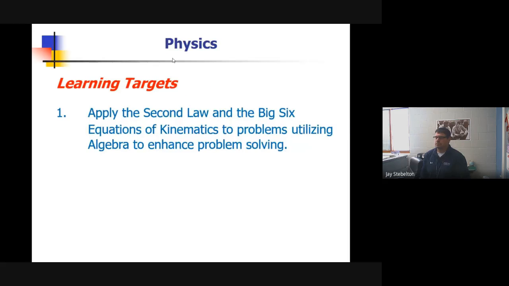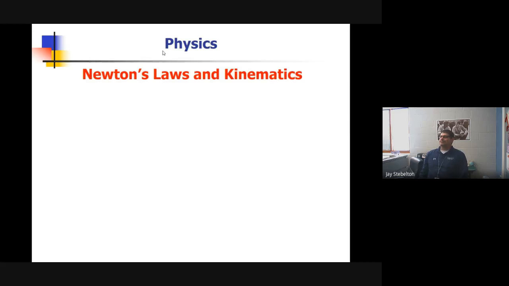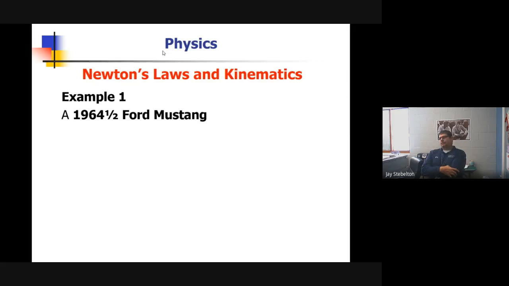Well, let's take it out for a test spin and see what happens. Whenever I have a physics problem, the first thing I have to do is, indeed, a 1964.5 Ford Mustang.